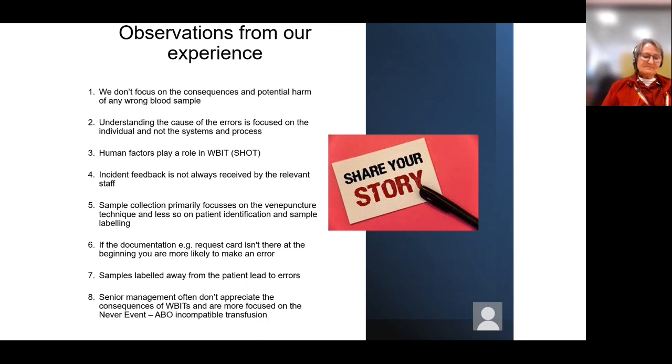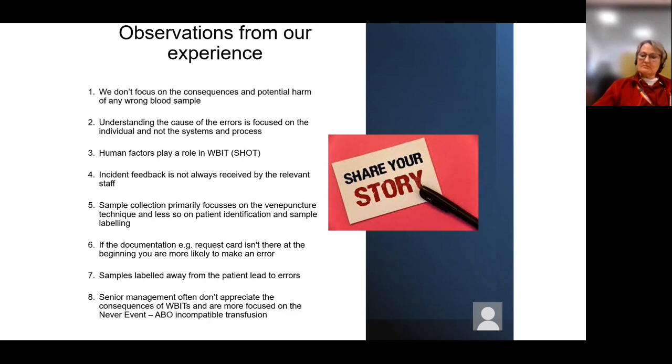Okay, so I'm conscious that we are running over time, so I'll very quickly go through the observations from our experience. We found that often when there's an incident, we don't focus on the consequences and potential harm of the wrong blood sample: the wrong HB, the wrong RH group, antibodies missed, etc. We also noticed that incident feedback is not always received by the relevant staff, and there's almost a relief that, oh well, it's a no harm incident, so we'll not worry too much about that.